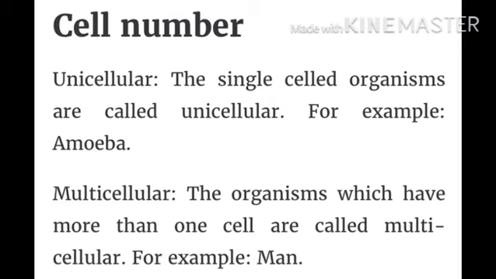Cell numbers. Unicellular: single cell organisms are called unicellular, for example amoeba. Multicellular: organisms which have more than one cell are called multicellular organisms, for example animals including human beings.